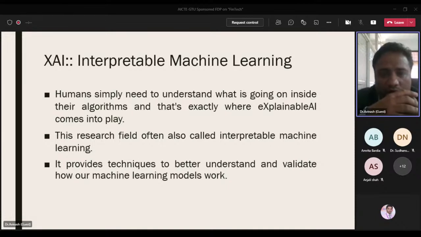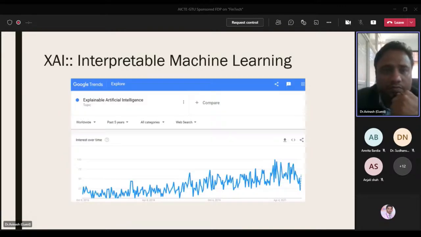That means we do not leave a single control to the machine learning algorithms to take decisions in our life. We can make it an interpretable machine learning approach, and it provides the techniques to better understand and validate how our machine learning model works. So this interpretable machine learning approach can help us make decisions that are more accurate and better, because we are trying to understand what the decision is and how it is taken.